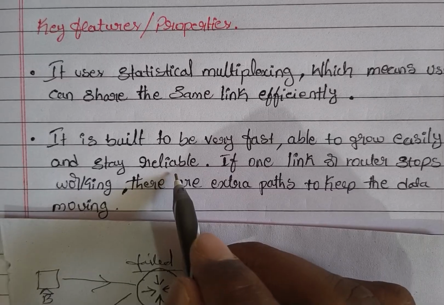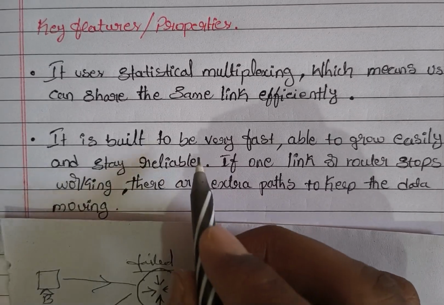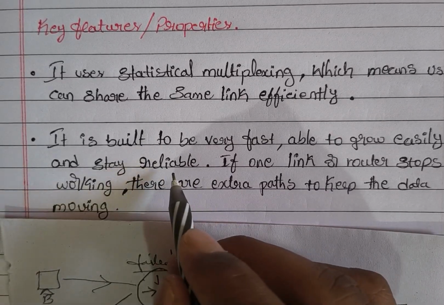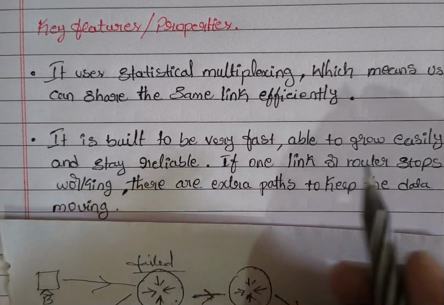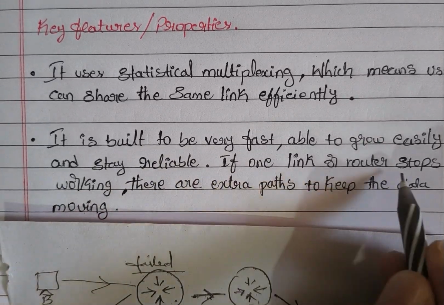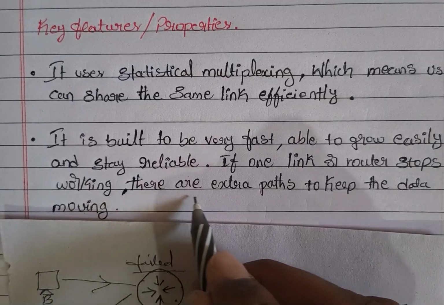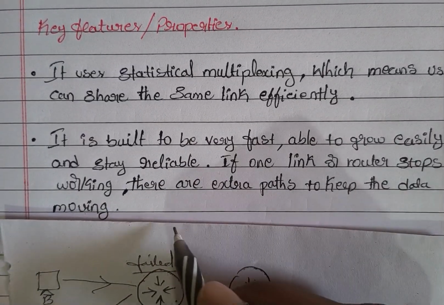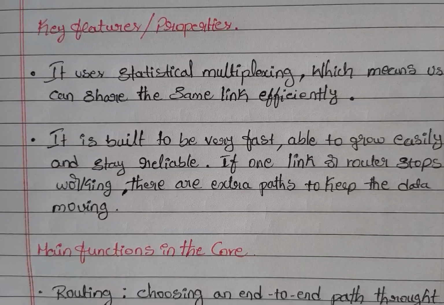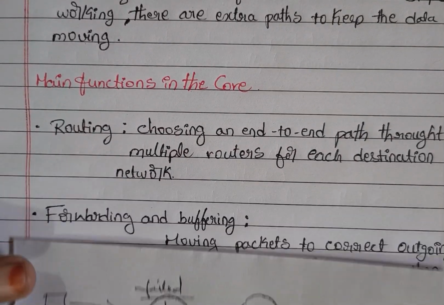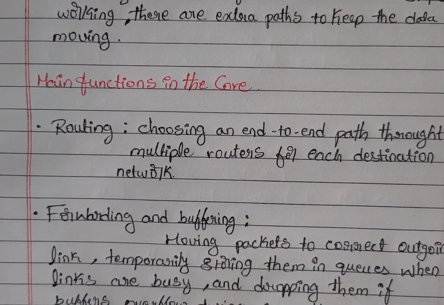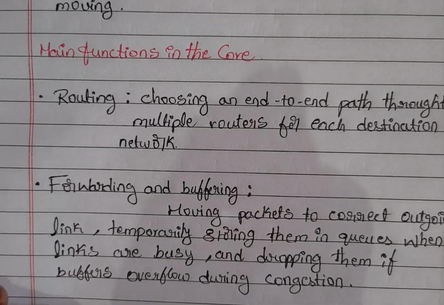Reliable means the data will reach the destination without missing any packets. If one link or router stops working, there are extra paths to keep the data moving. It is the last point in our topic.